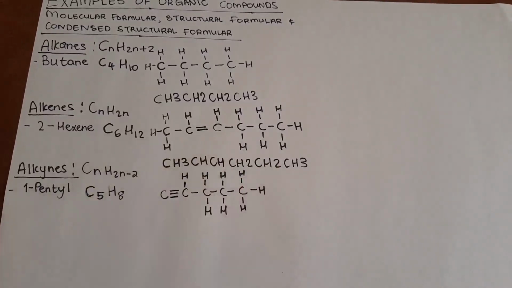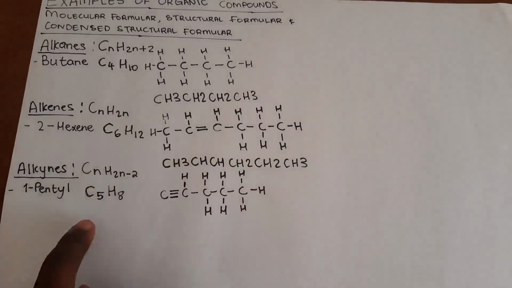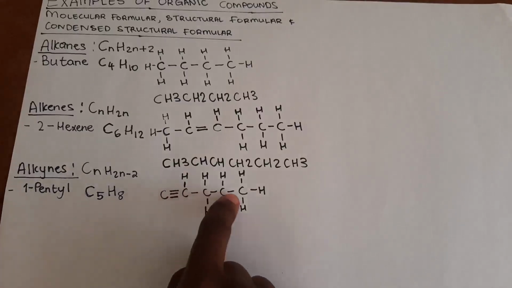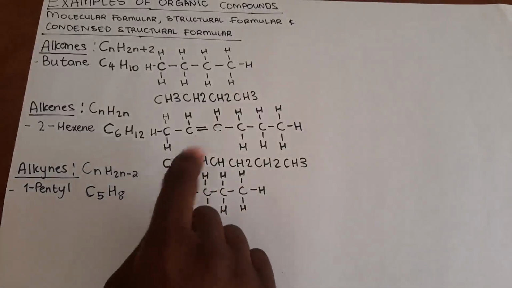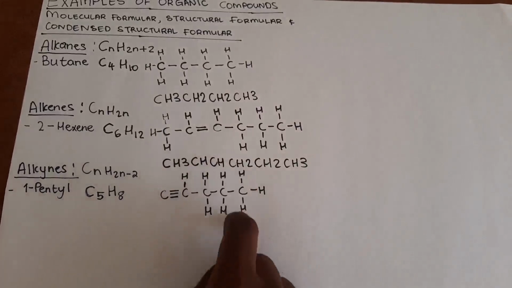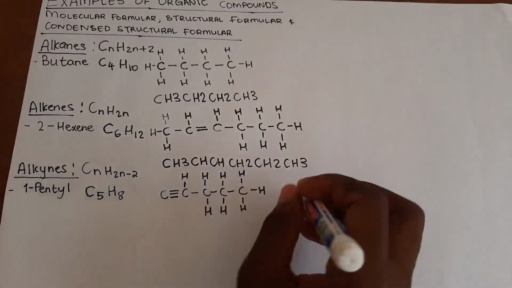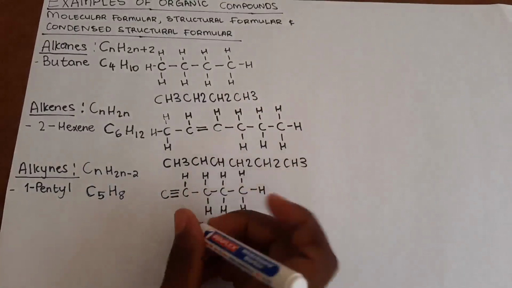This is the structural formula for 1-pentyne. So we have how many C atoms? Five C atoms: 1, 2, 3, 4, 5. How many H atoms? Eight: 1, 2, 3, 4, 5, 6, 7, 8. So let's draw its condensed structural formula.